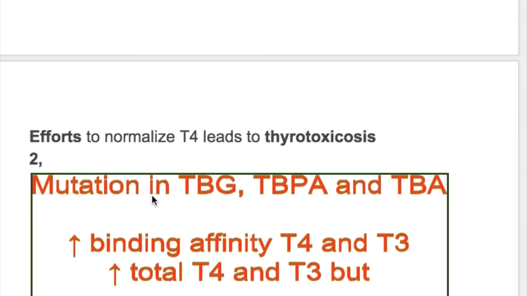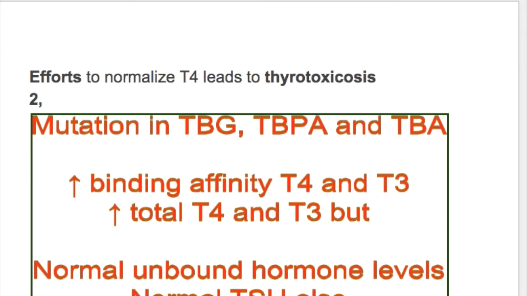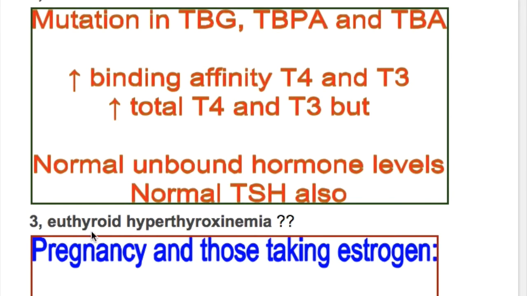Number 2. Mutation in thyroid binding globulin, thyroid binding prealbumin, and thyroid binding albumin leads to increased binding affinity of T4 and T3. So there is an increase in total T4 and T3, but normal unbound hormone levels and normal TSH also. Number 3. Euthyroid hyperthyroxinemia.